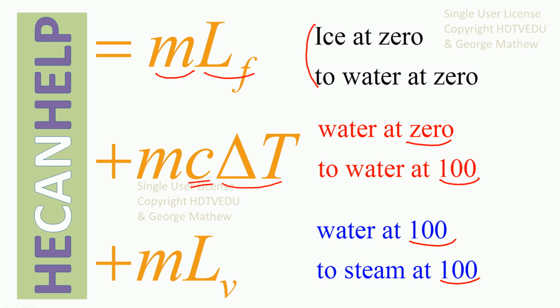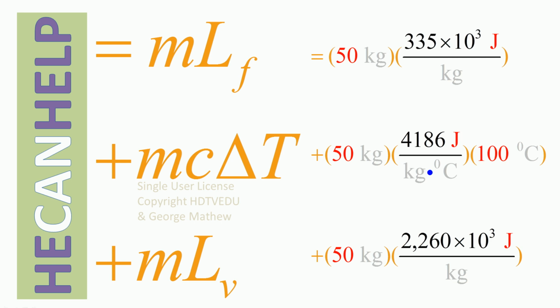Once we have water at 100, we have to convert water at 100 to steam at 100. There is a phase change. Because we are going from liquid to gas, we use latent heat of vaporization. All these quantities are given. We know mass and latent heat of fusion. We know mass, specific heat, and delta T is 100. We know mass and latent heat of vaporization. So substitute all those numbers that we know.